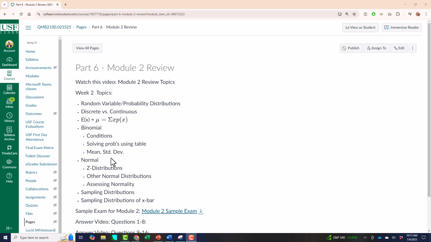The binomial distribution we won't see much after Module 2. The normal distribution is going to be sticking with you, and we're going to see that in Module 3 and Module 4 as well. But we also see it when we talk about sampling distributions, right? Which I'll get to in a second.